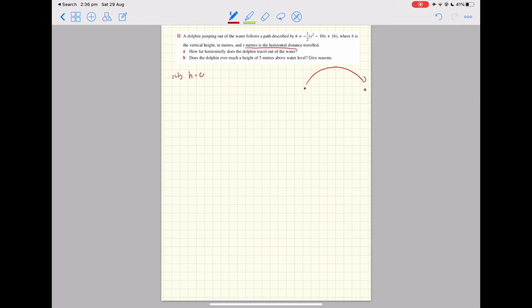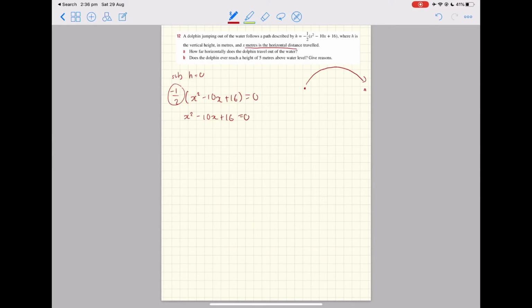So therefore, our equation will look like -½x² - 10x + 16, and that is equal to 0, right? In this case, because I'm solving for it, I could get rid of this coefficient by dividing both sides of the equation by -½. 0 divided by -½ is equal to 0. So essentially, my equation would now look like x² - 10x + 16 = 0.